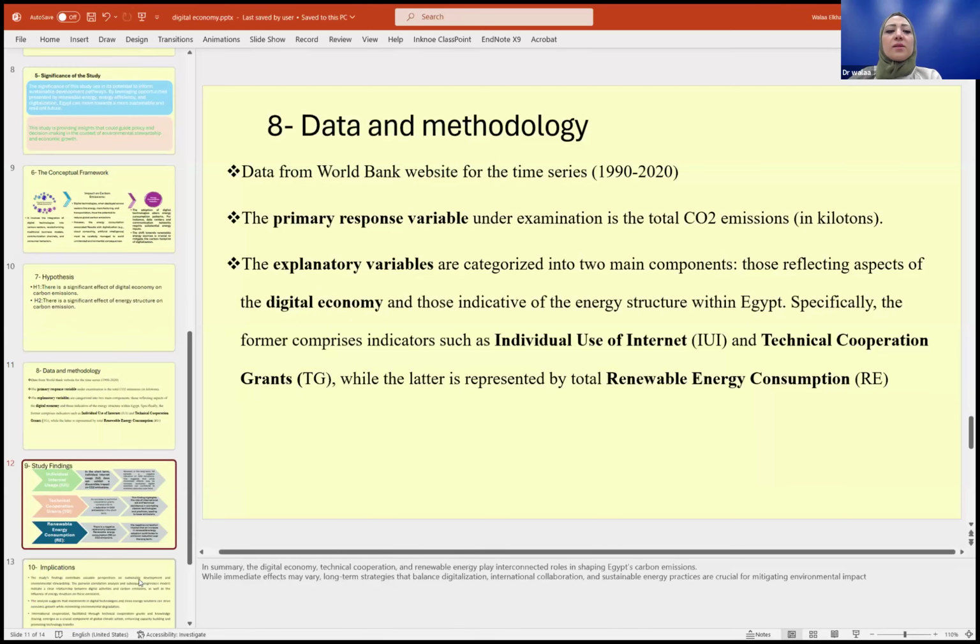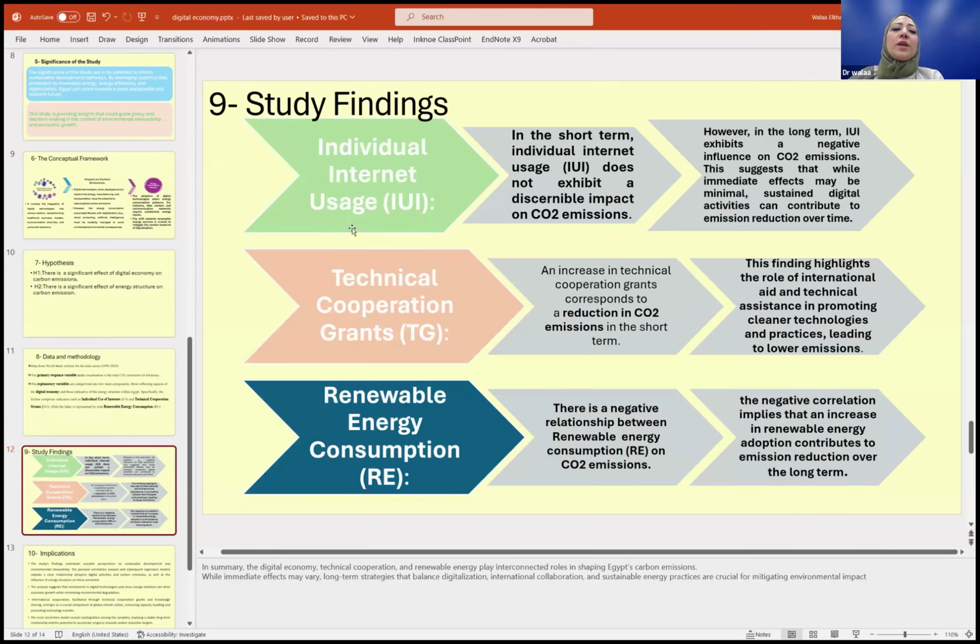The study findings, the first one, individual internet usage. In the short term, individual internet usage doesn't exhibit a discernible impact on carbon emissions. However, in the long term, individual internet usage has a negative influence on carbon emissions. This suggests that while immediate effect may be minimal, sustained digital activities can contribute to emission reduction over time.